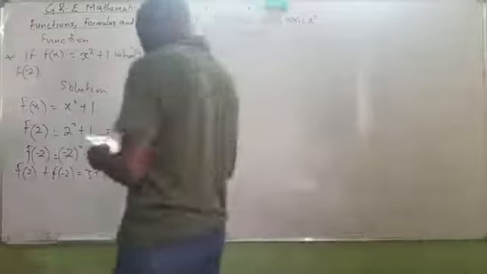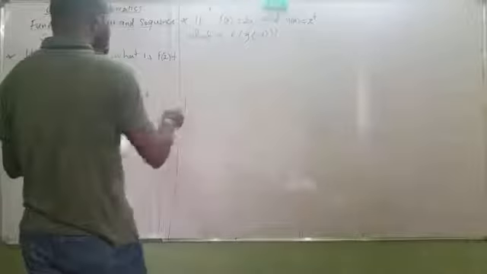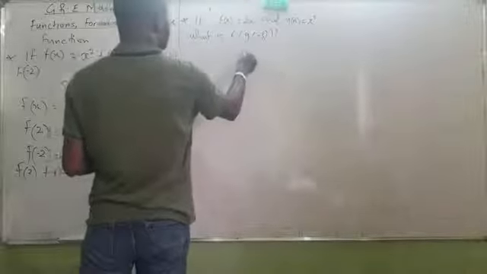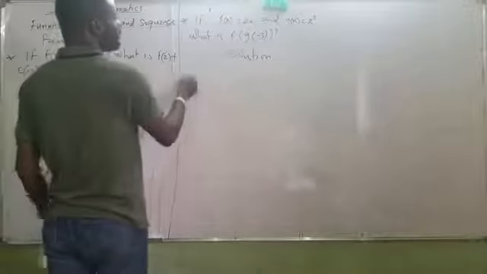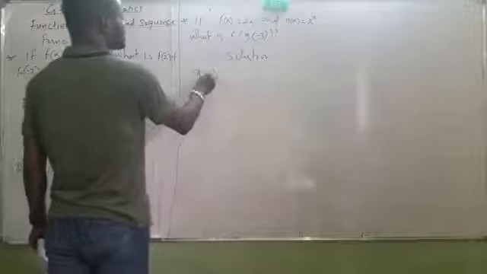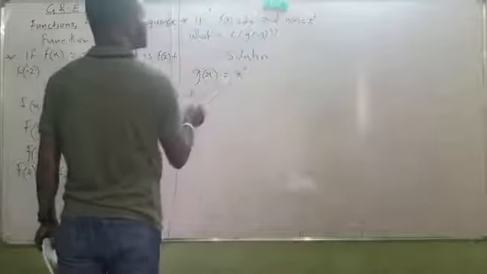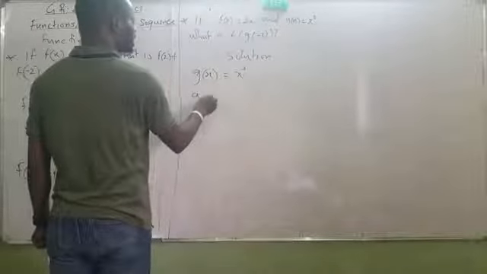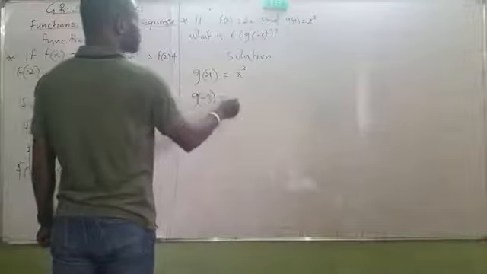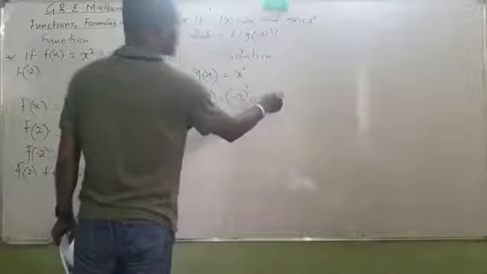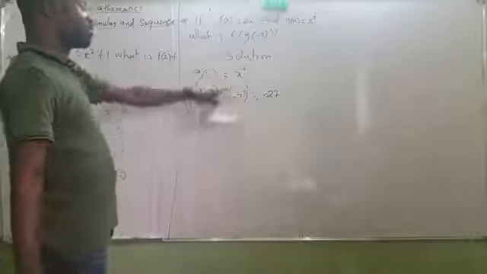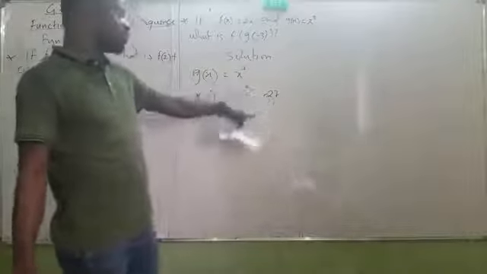When I have something like this, the first thing I need to do is find the solution. It's very simple to handle. I have g of x equals x cubed. Now g of minus 3 will be equal to minus 3 cubed, which is equal to minus 27. Now when the power is odd, it will be minus. When the power is even, it will be plus.